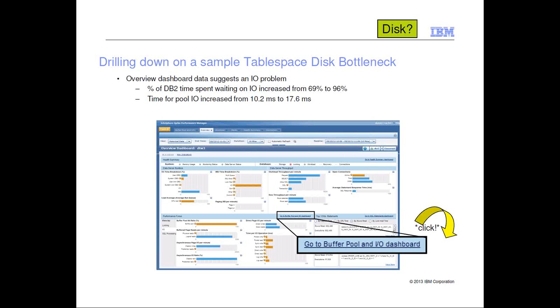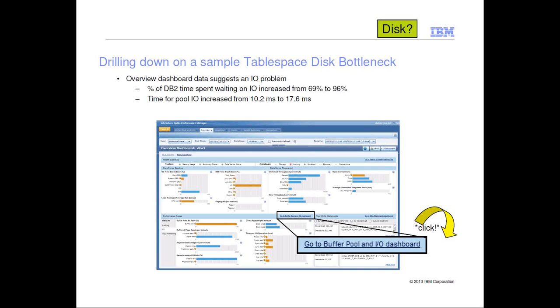So from the overview dashboard, we move to the buffer pool and I/O dashboard, because the performance metric that we saw, which was in terms of the I/O, is shown in further detail on the I/O dashboard. Now we have noticed two things on this overview dashboard. One is the I/O time has increased from 69% to 96%, and second, the pool I/O has increased from 10.2 milliseconds to 17.6 milliseconds.